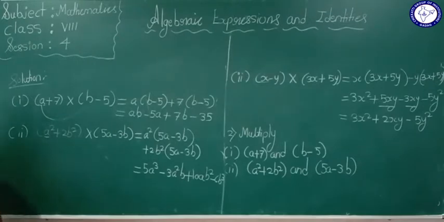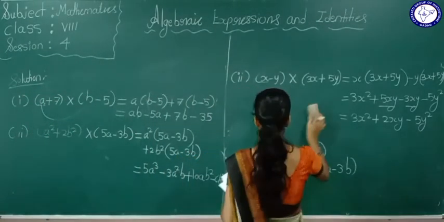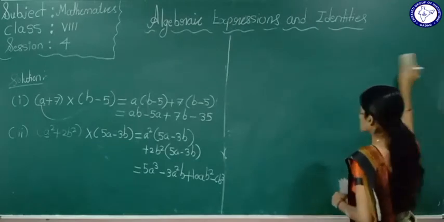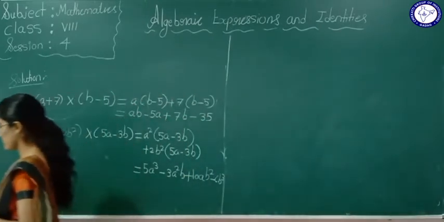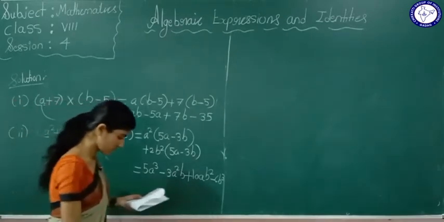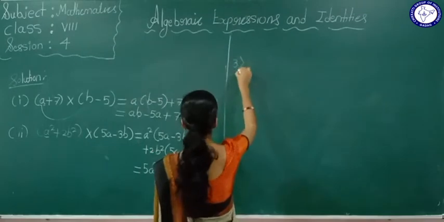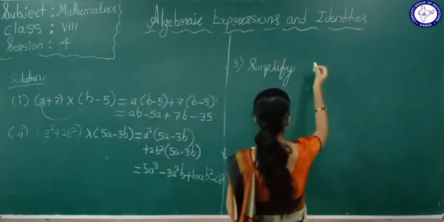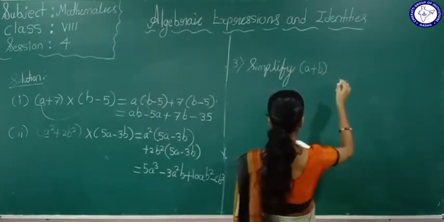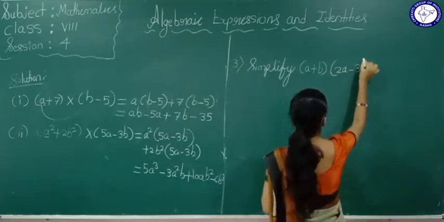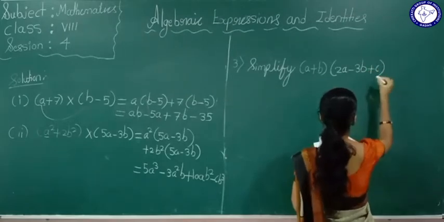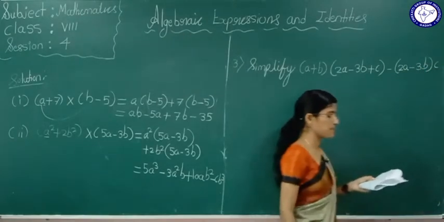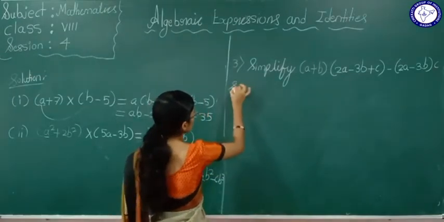Now we will see the third question in the worked example. Now say third one, simplify a plus b multiplied by 2a minus 3b plus c, minus 2a minus 3b multiplied by c. Now see here, solution.